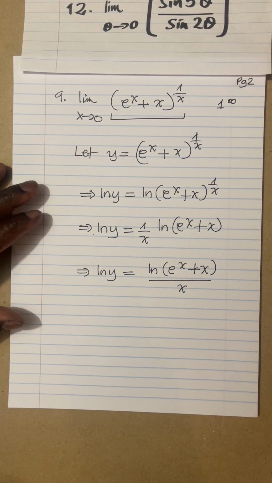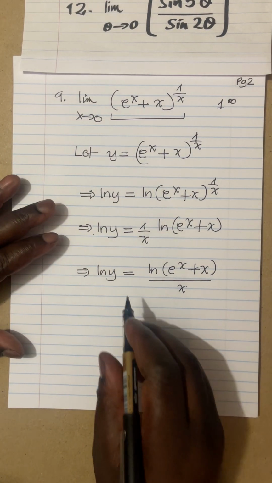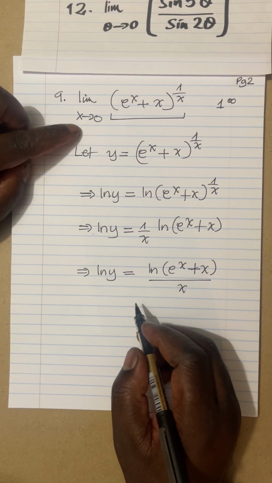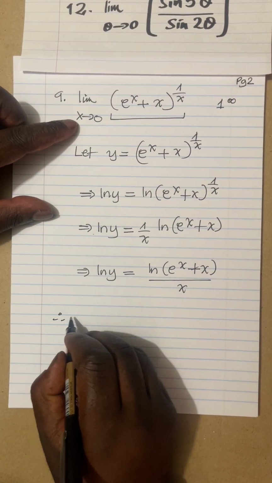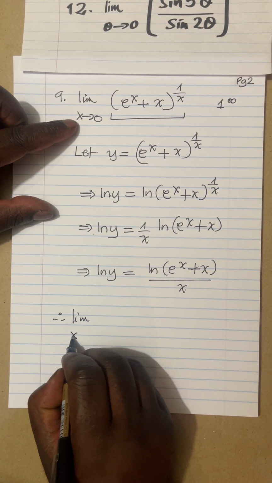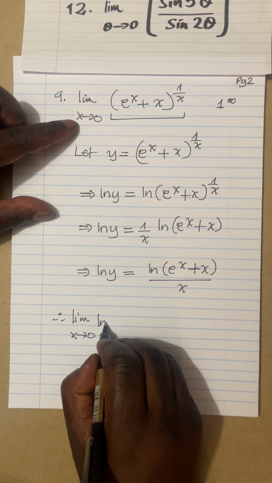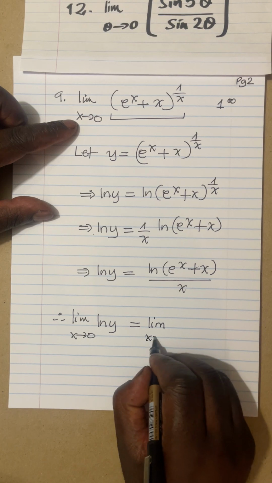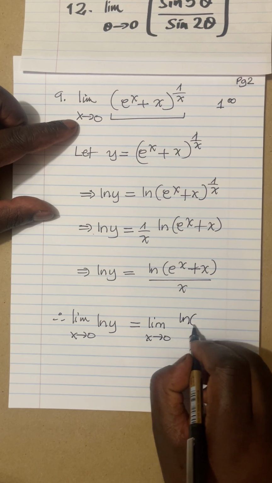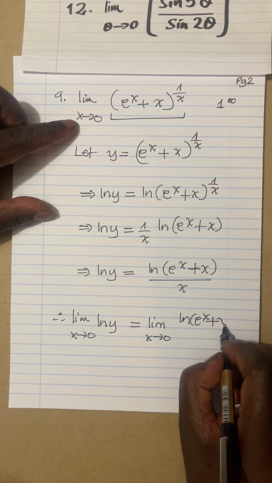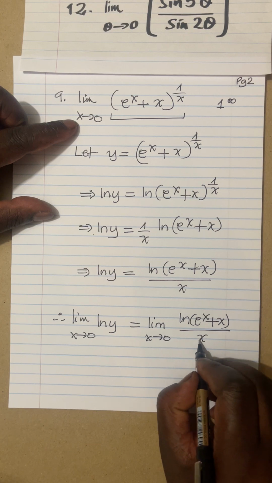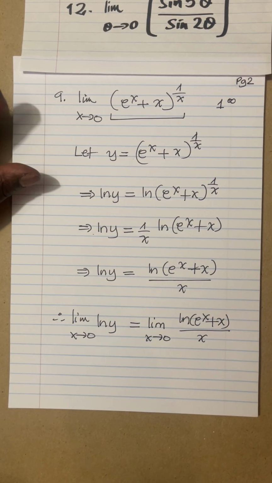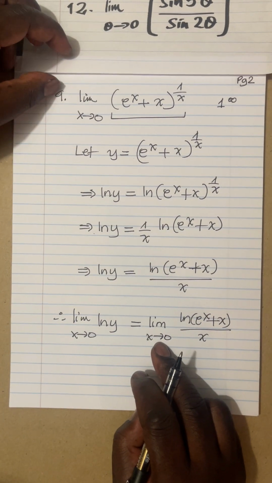Now at this stage we need to take our limit as x approaches 0. So we're going to say therefore the limit as x approaches 0 of the natural log of y is going to be equal to the limit as x approaches 0 of the natural log of e to the power x plus x all over x. Now what you do on one side, you do the same on the other side of the equation.